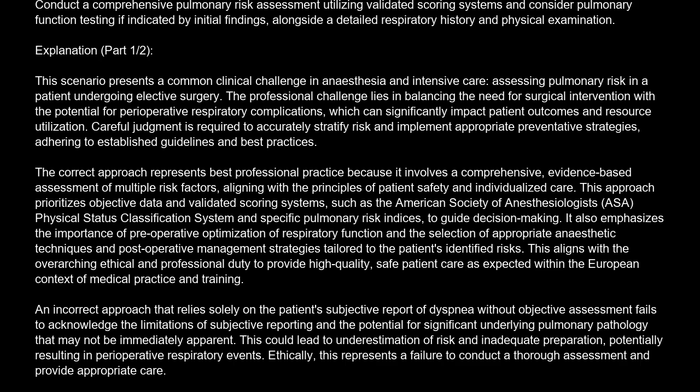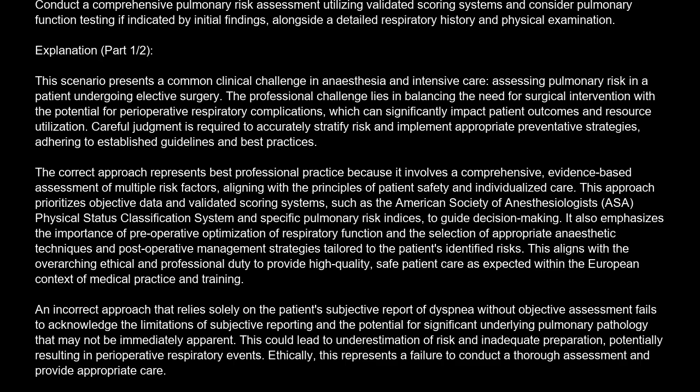The correct approach represents best professional practice because it involves a comprehensive, evidence-based assessment of multiple risk factors, aligning with the principles of patient safety and individualized care. This approach prioritizes objective data and validated scoring systems, such as the American Society of Anesthesiologists, ASA, physical status classification system, and specific pulmonary risk indices, to guide decision-making.